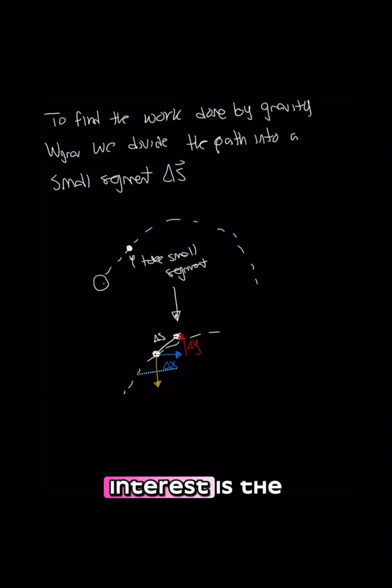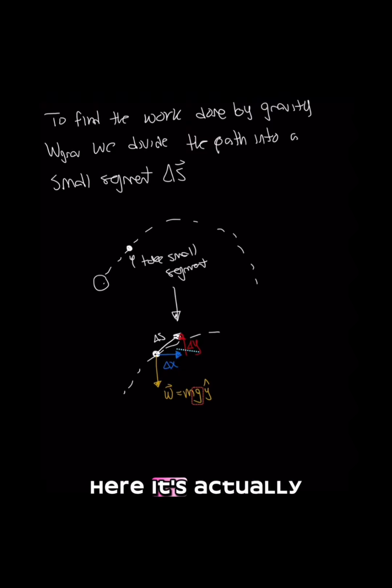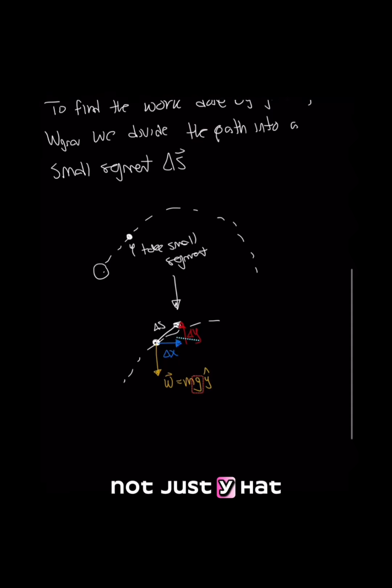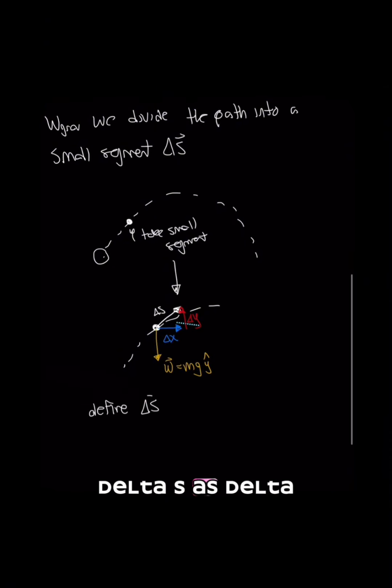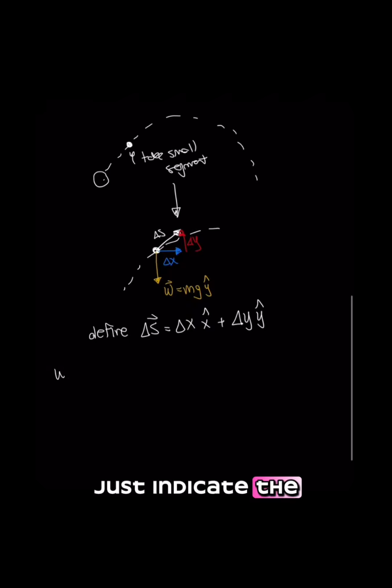And our force of interest is the weight force, mg, pointing down. Sorry for the error here. It's actually supposed to be negative y hat, not just y hat, because it's in the downward direction. We can also define delta S as delta x, x hat, plus delta y, y hat. The unit vectors just indicate the directions of motion.